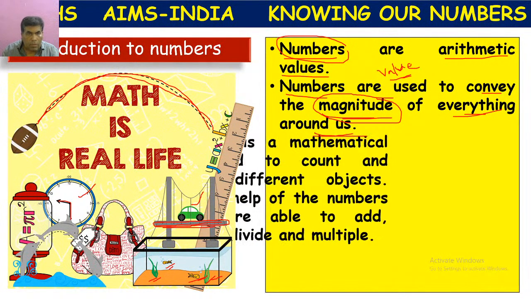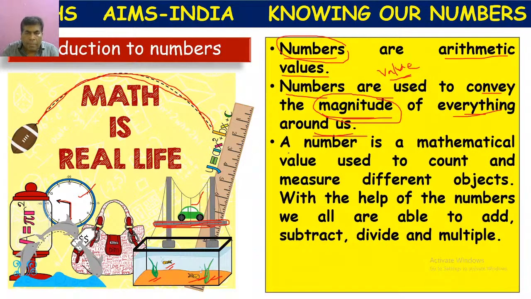Okay. Next, a number is a mathematical value used to count. Its main purpose is counting. It is used to count and measure different objects. So numbers are mainly used for counting, but not only for counting, we can also make use of them for measuring different kinds of objects.